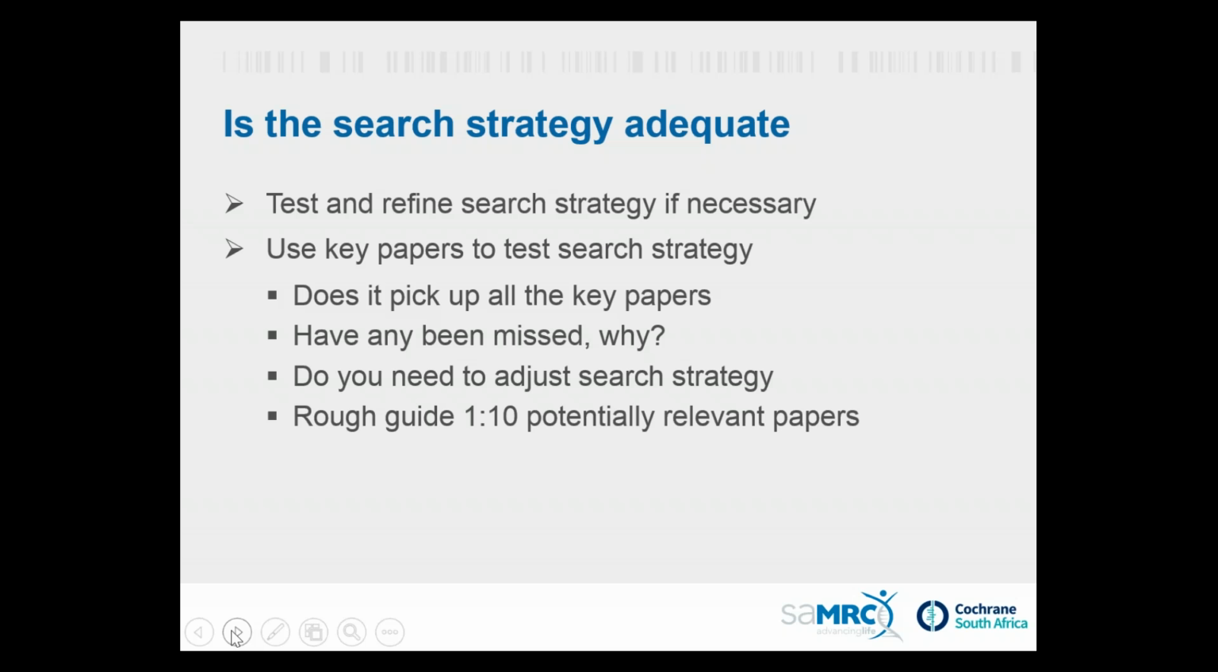Okay. So once you do your search, you'll test and refine that search, because you need to find out, is what I've developed good enough? One way to do it is to use key papers to test that search strategy. We need to ask, is it picking up the papers that we're aware of that are out there? Have any papers been missed? We need to find out why. Do you need to adjust the search strategy? And a rough guide is, you'd know that you're on the right track if in the first 100 you're finding 10 potentially relevant papers, but that would also be dependent on your topic.